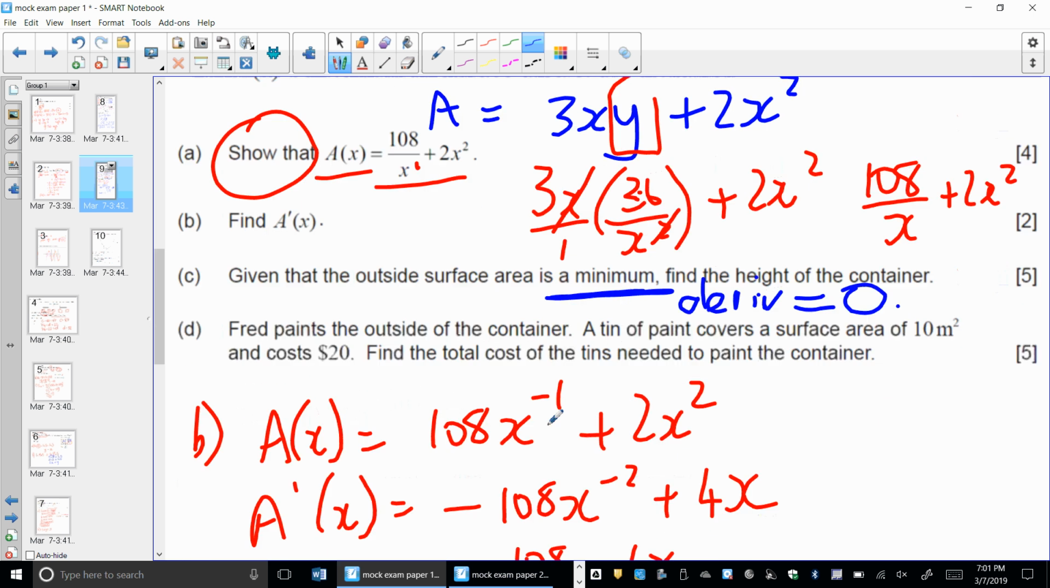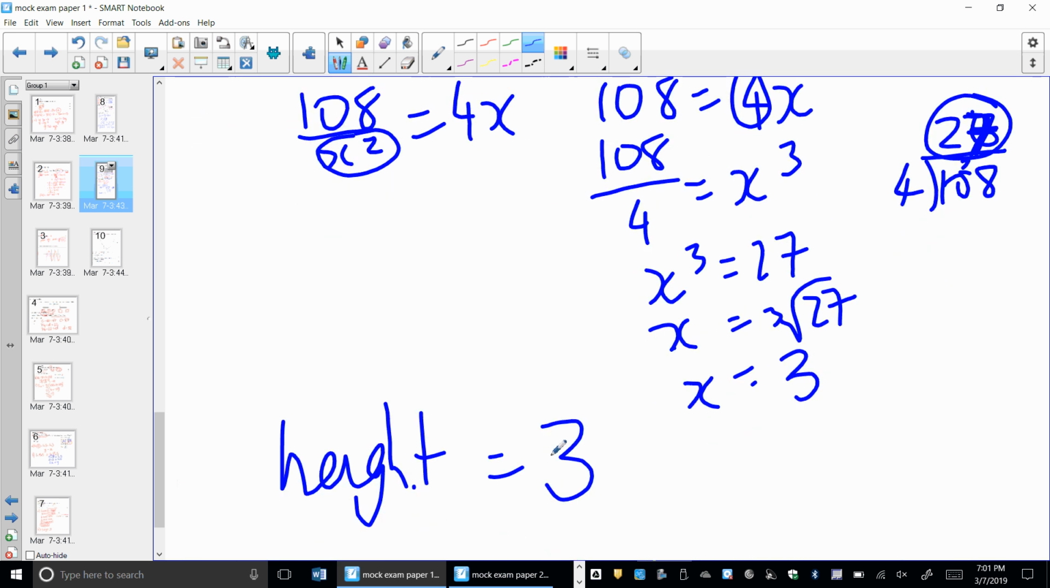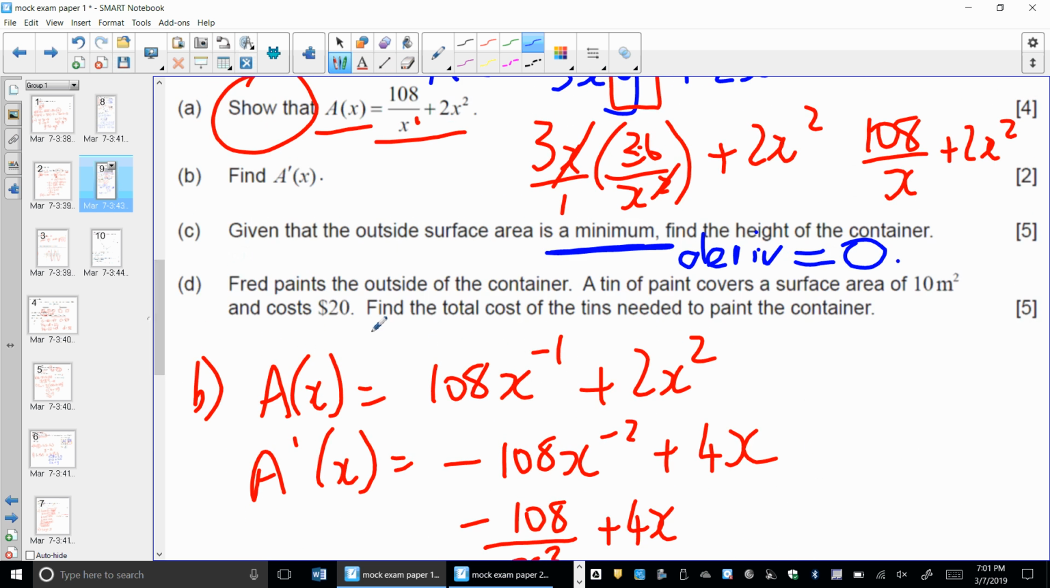Sure, meters. Alright, so next, final part of the question. Fred paints the outside of the container. A tin of paint covers a surface area of 10 and costs $20. Find the total cost needed.